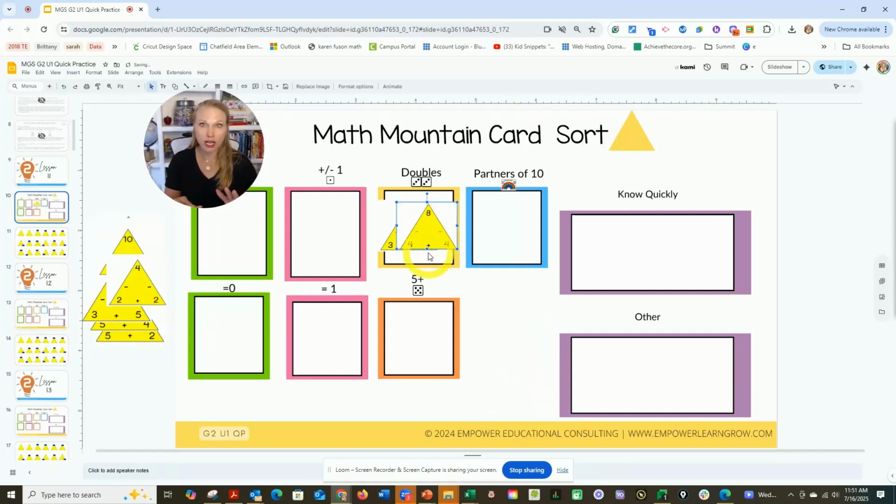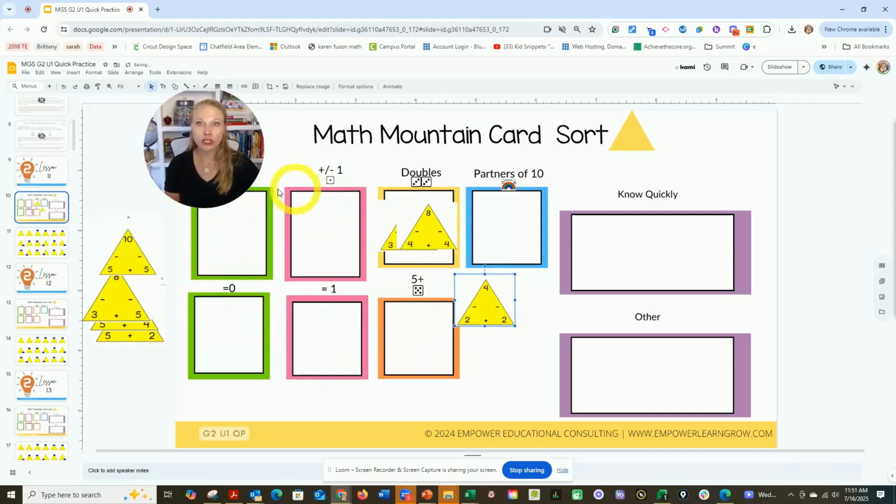Okay, so the first job is everyone sees the card. You just identify what type of fact it is, which is really the first step to fact fluency. Now, students choose a pile of those cards and they rehearse that pile. So my suggestion is you first sort the cards.